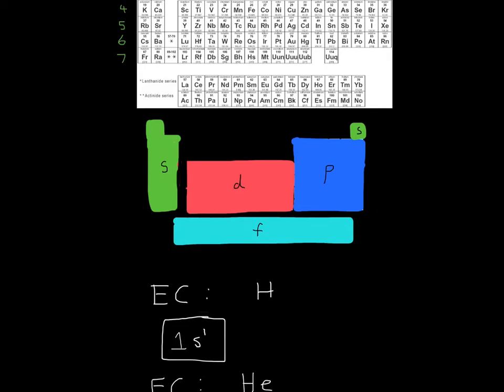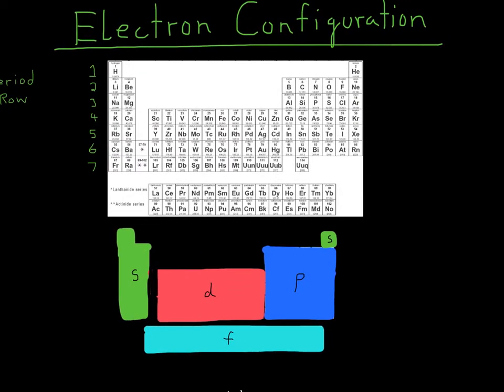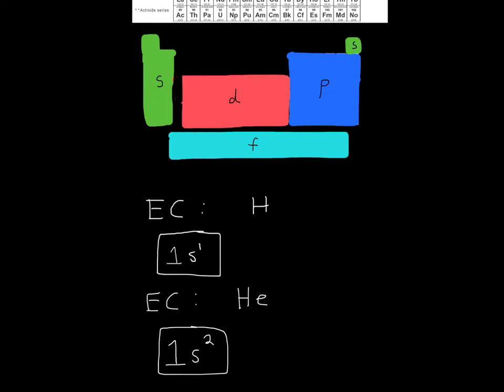For hydrogen. So let's see. What period is it in? Well, it's in period 1, right? And then what block is it in? It's in the S block. And like I said, it counts as 1. So since there's 1, it'll be 1s1. So that's pretty easy, right?